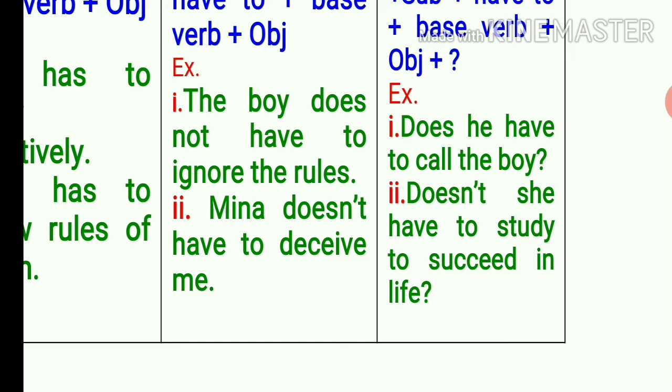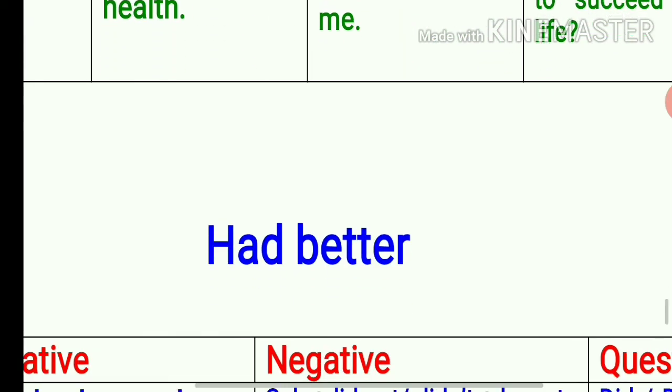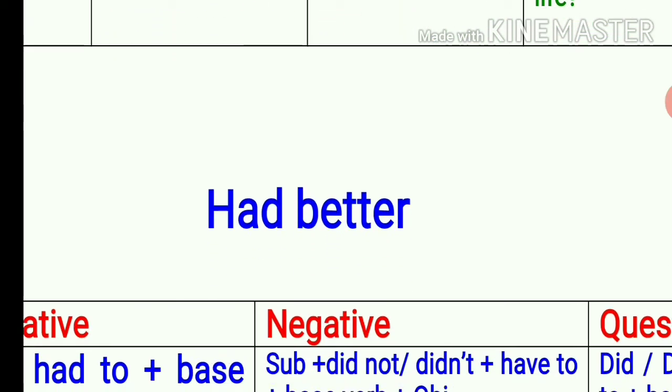Here in the two sentences, his calling the boy and her studying to succeed in life are the most obligatory things for which have to is used in the sentences. Okay, let's come to had to.